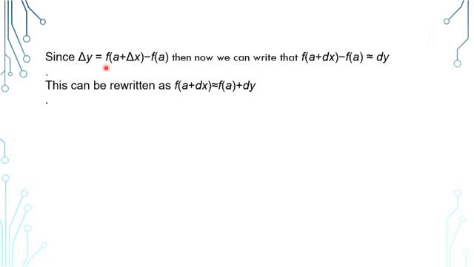Since Δy is equal to f(a + Δx) minus f(a), and f(a + Δx) minus f(a) is approximately equal to dy, because Δy is approximately equal to dy, when we take f(a) to the right hand side it becomes f(a + Δx) is approximately equal to f(a) + dy. Here we will use f(x + Δx) is equal to f(x) + dy.